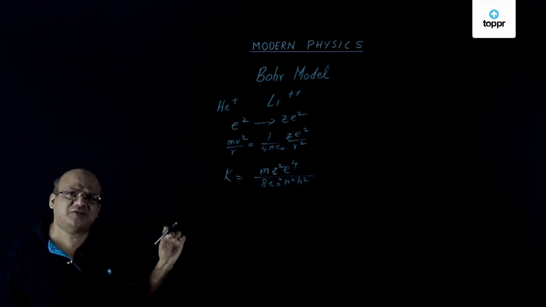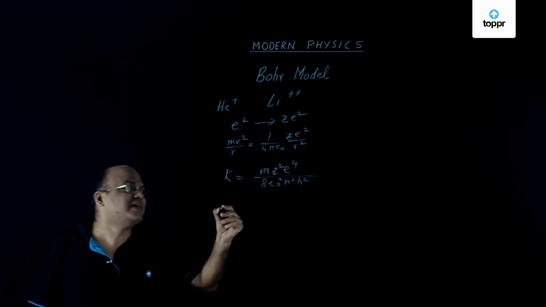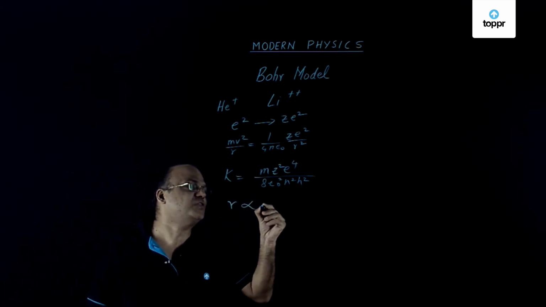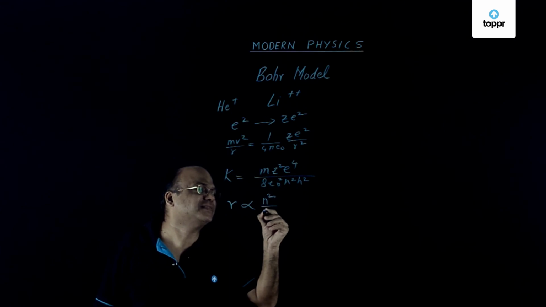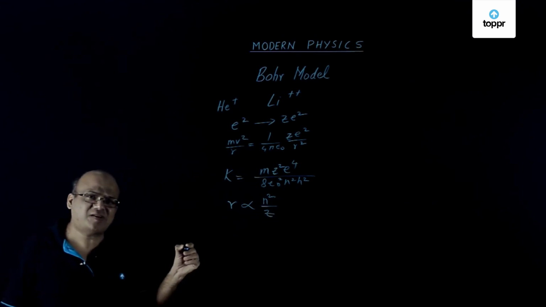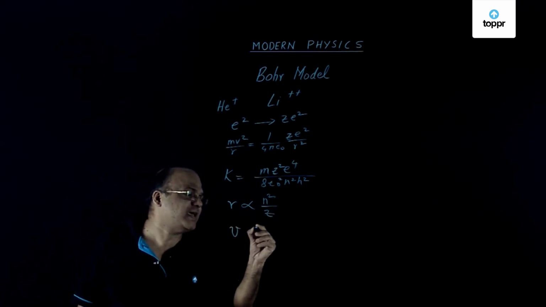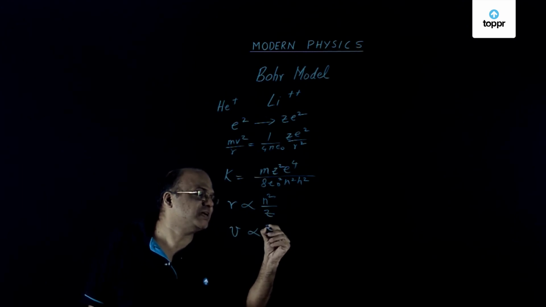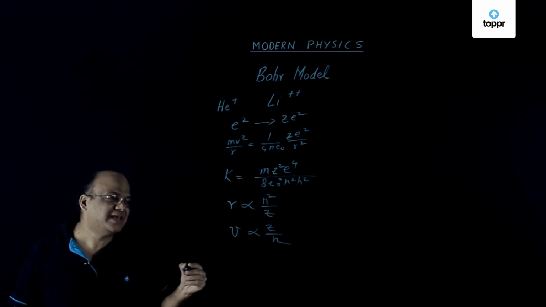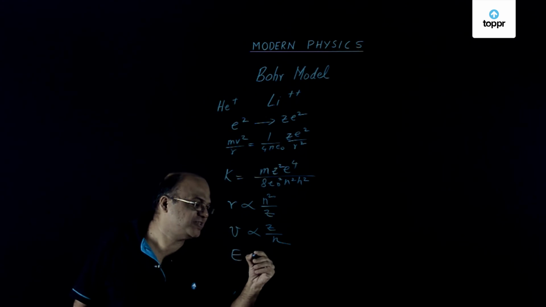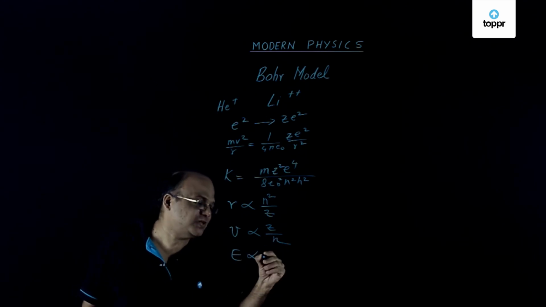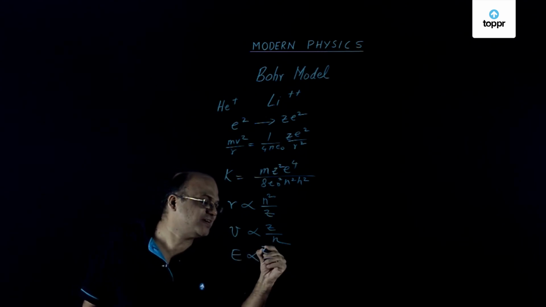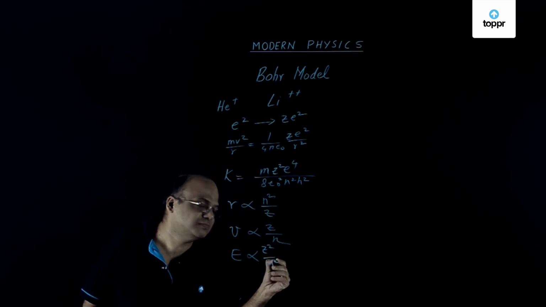Radius we saw for hydrogen was proportional to n square. Here radius will become proportional to n square by Z. Velocity we know is proportional to 1 by n. So here it becomes Z by n. Energy, which was proportional to 1 by n square, now is proportional to Z square by n square.